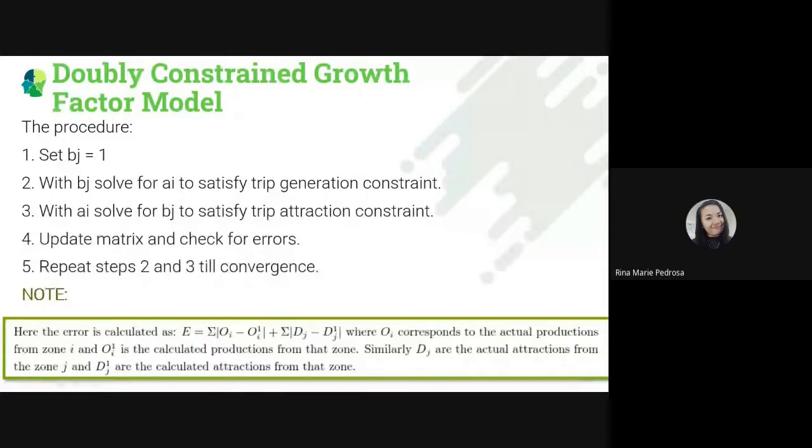While the next one, here the error is calculated as E is equivalent to the summation of O sub i minus O sub i raised to 1, the absolute value of that, plus summation D sub j minus D sub j raised to 1, and the absolute value of that one as well, where O sub i corresponds to the actual productions from zone i, and O sub i raised to 1 is the calculated production from that zone.